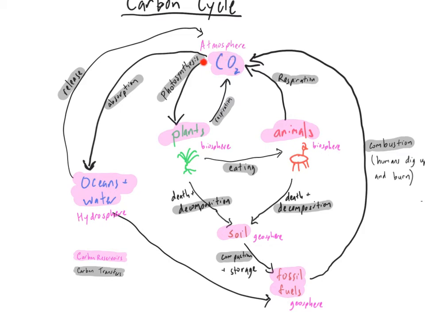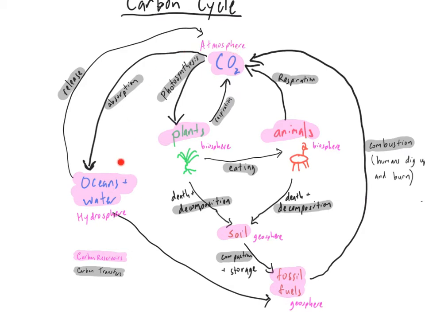So that's our carbon cycle. We've got the core carbon cycle involving the biosphere and the atmosphere. That's probably the one that you're most familiar with: photosynthesis, eating, respiration. But then we've also got decomposition, compaction, turning into the geosphere. We've got combustion, taking it back into the atmosphere.